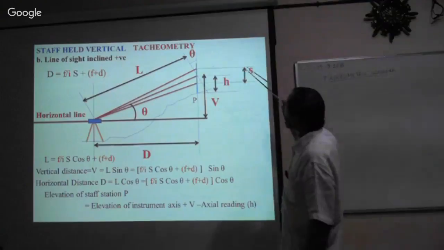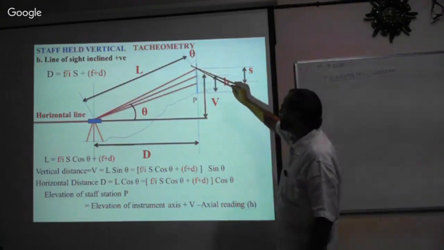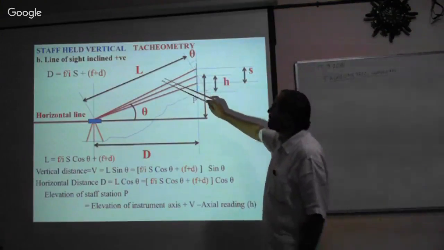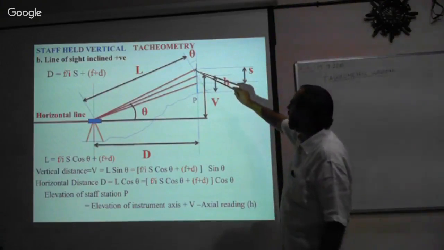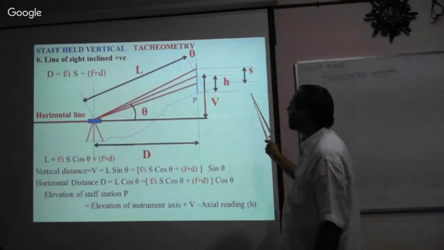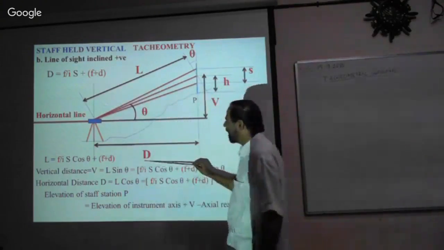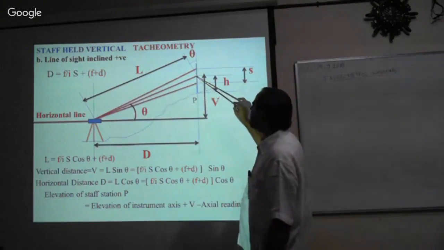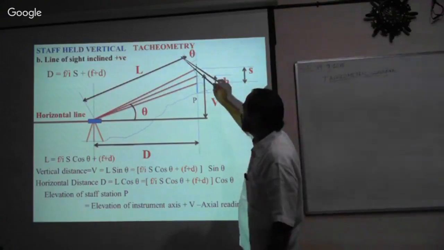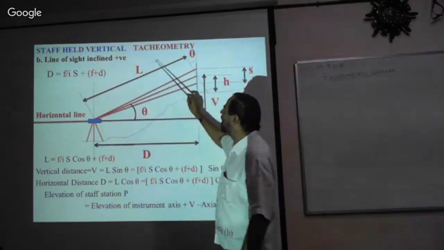Now this S is converted because this line is perpendicular to L, isn't that perpendicular to the line of sight? Now let us modify this. In the original equation, the line of sight is horizontal and the stop is vertical. Now here we have the inclined side, therefore this L. Let us use the same equation to find out L.